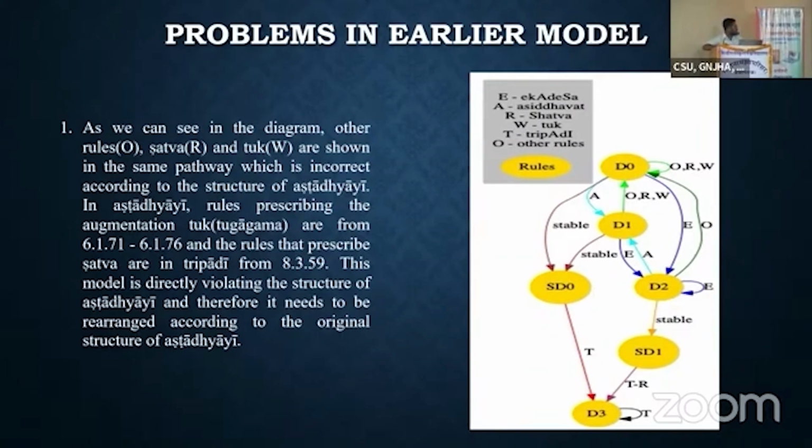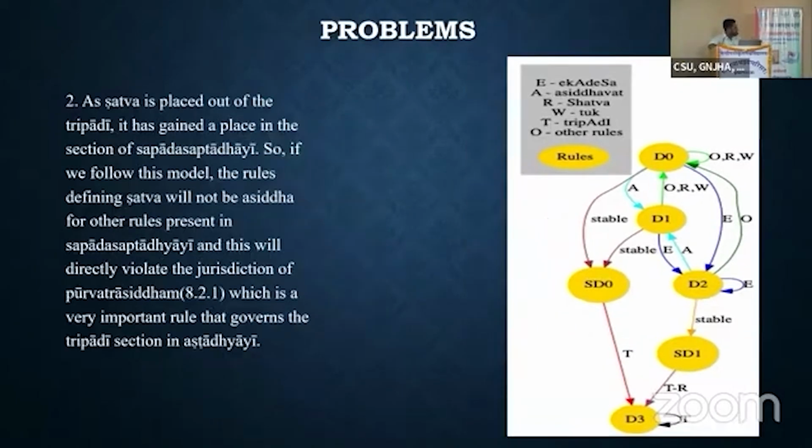Other rules means Shatva and Tuk. Because of this, Tuk and Shatva were coming together, while Tuk is in Sapada Saptadhyayi and Shatva is in Tripadi. So by this model, both Tripadi and Sapada Saptadhyayi were coming together, and this was violating the structure of Ashtadhyayi.